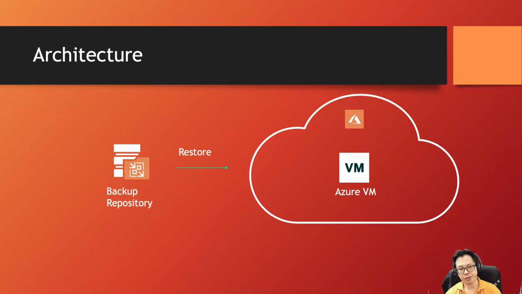In your environment, you have already set up Veeam backup and replications, and you already configured backup repositories to store your backup data. What we're going to do is use Microsoft Azure as a location to run your virtual machine temporarily in case of any disaster.